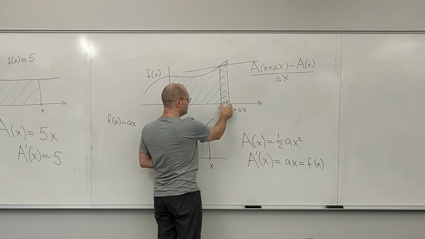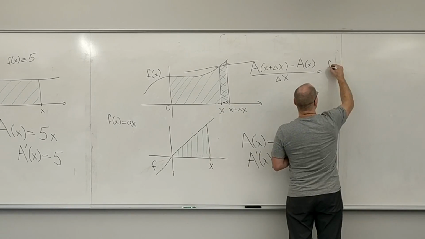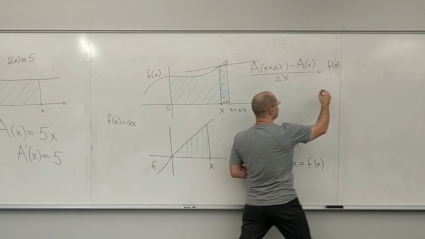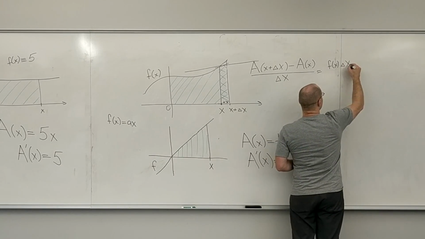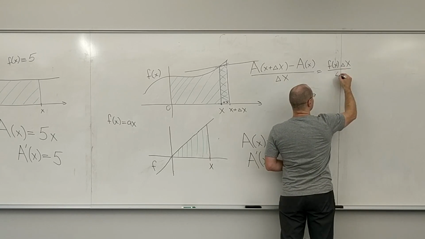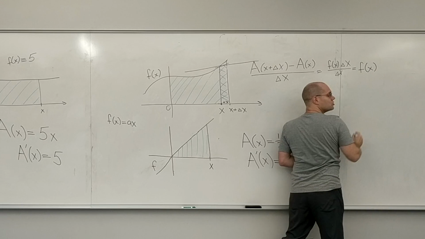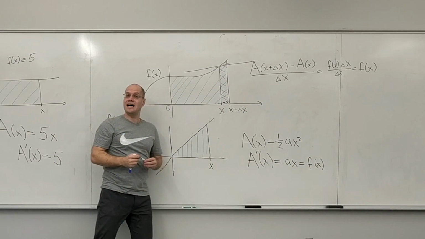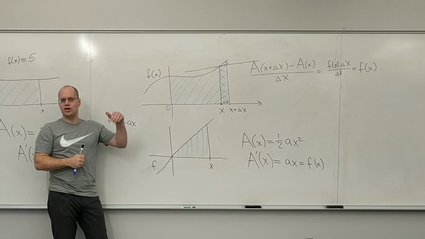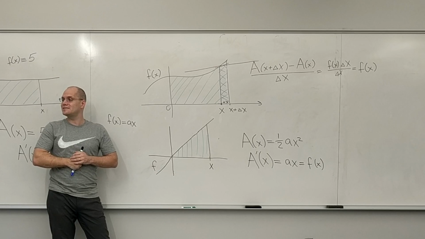And this additional area will basically be the value of f of x, because that's the height, times delta x, because that's the width. And when you divide it by delta x, you get just f of x. So all that matters is the height. The slope doesn't matter, the curvature doesn't matter, nothing else matters. The only thing that matters is the height.